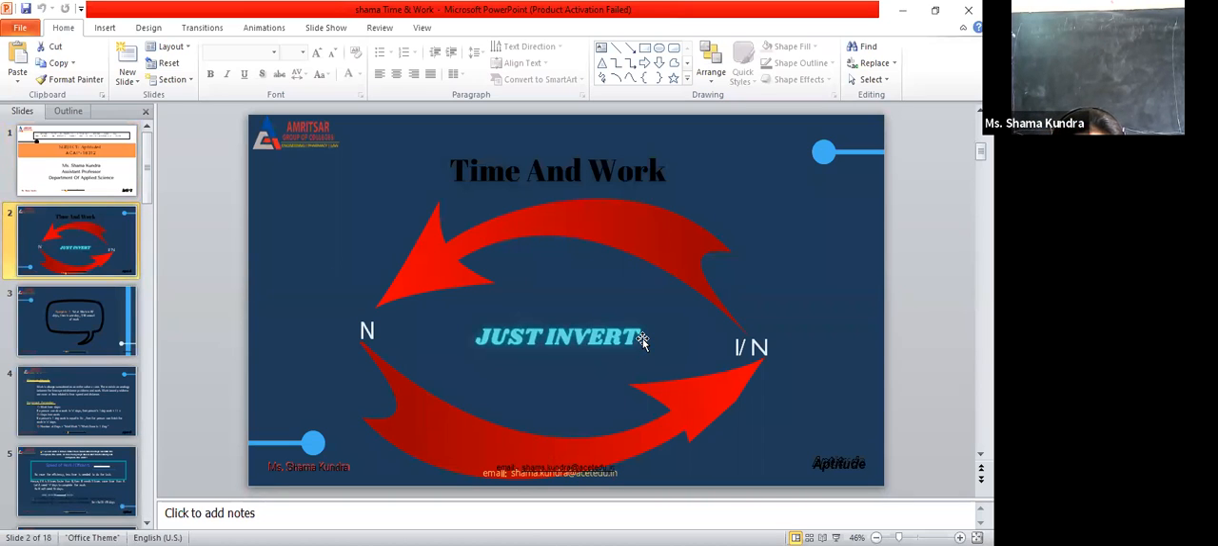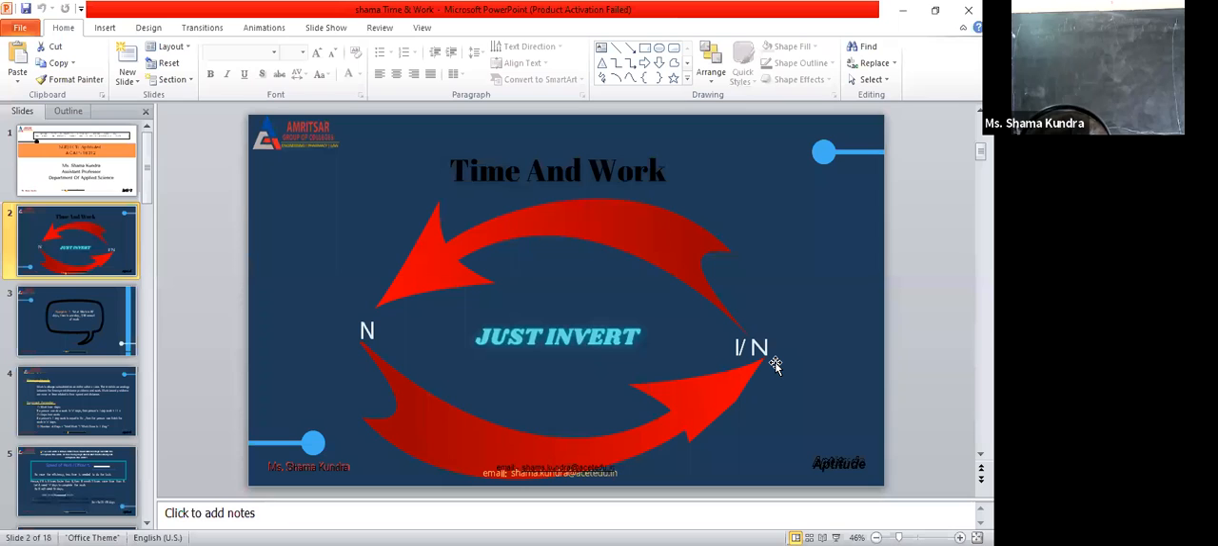To solve sums related to the time and work, you just need to remember one small tip, and that is nothing but just invert. Yes, invert. What does that mean? Let us see. Say if you are given a value, say n. On inversion, how much will be the value? It would be 1 upon n.